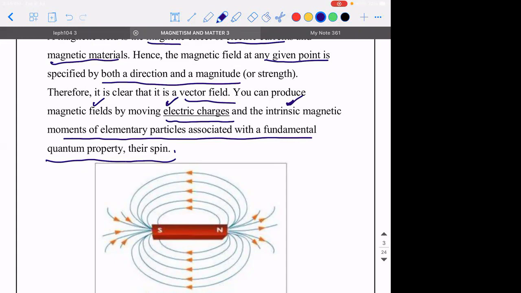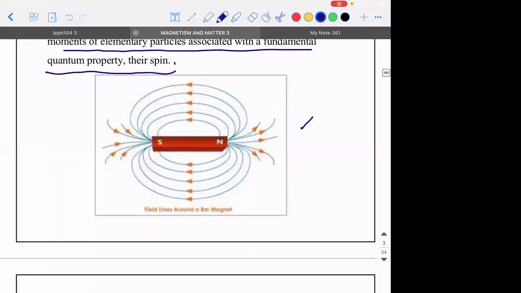Apart from the electron revolving in the orbit, we also know the fact that the electron spins about its own axis. Apart from the electron revolving around the nucleus, it spins about its own axis. So spin is also going to contribute to some magnetic field. That is what they're trying to say.